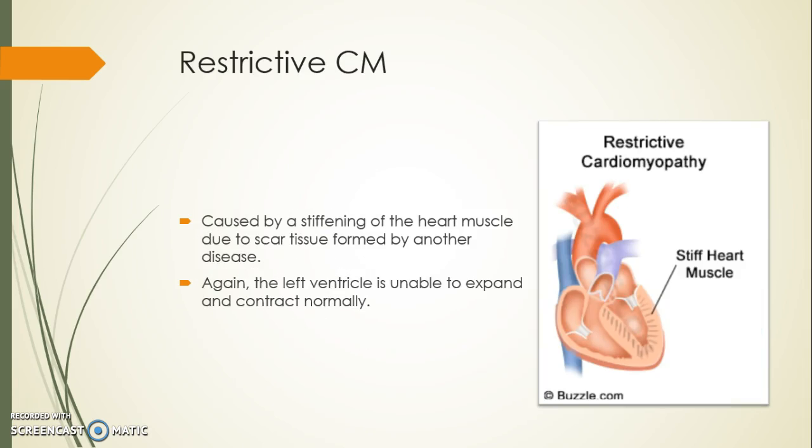The last form of cardiomyopathy is restrictive cardiomyopathy. This one has very similar symptoms and problems as the other two versions. The heart is still not able to contract properly. But this one is because the heart muscle itself is stiffened, either due to scar tissue or another disease.